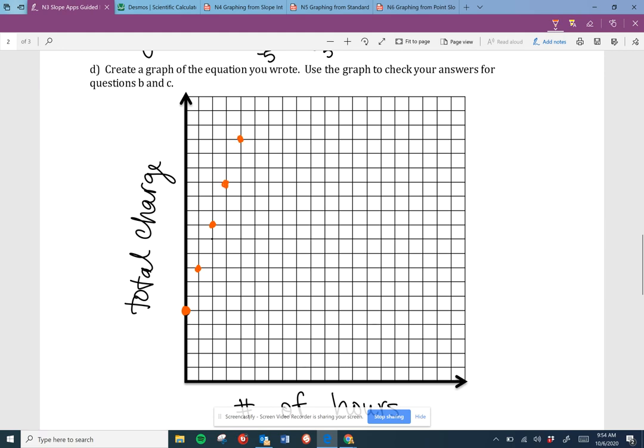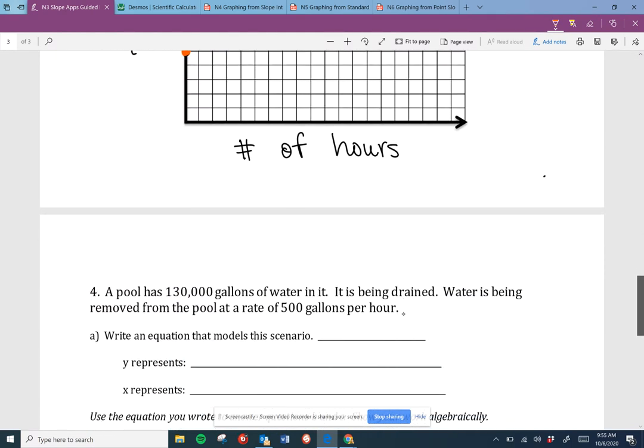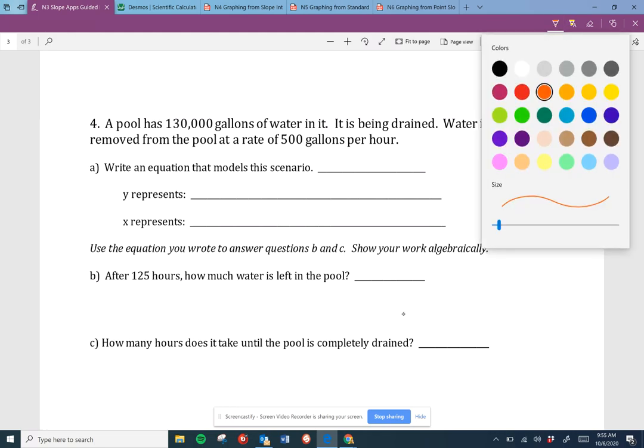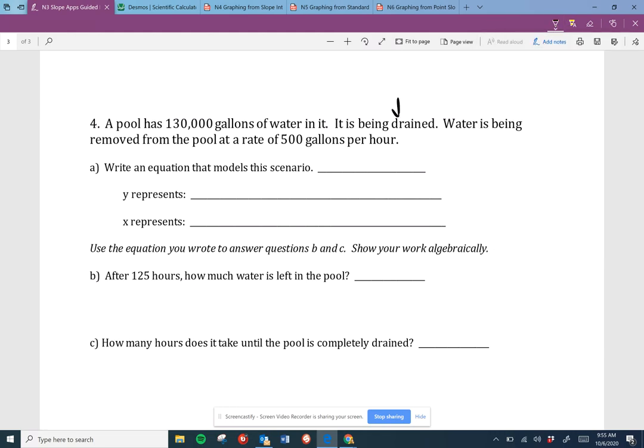A pool has 130,000 gallons of water in it. It is being drained, right? So drained is important because we need to make sure that we know that the water is going down. Water is being removed from the pool at the rate of, okay, rate is another slope word, okay? 500 gallons per, which we already know is another slope word, gallons per hour, right?